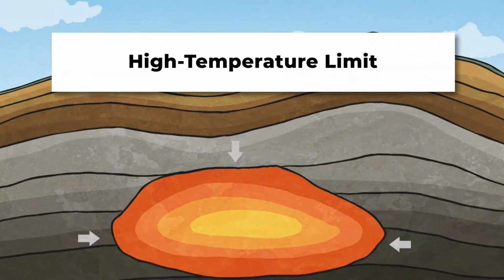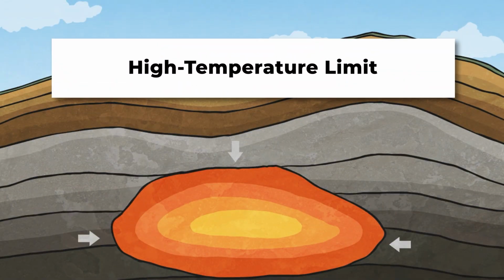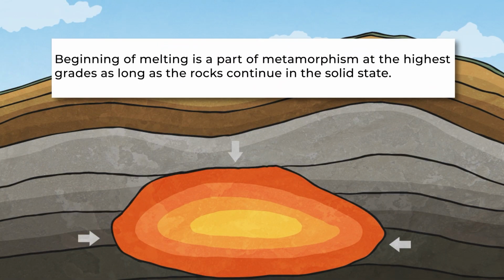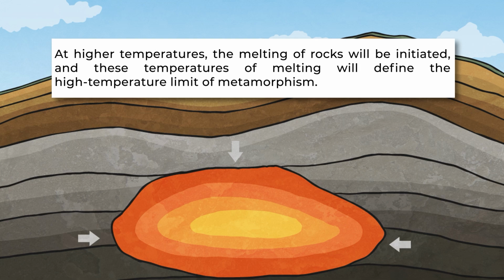Now, what is the higher temperature limit? Once it is more than the metamorphic range, melting takes place. The beginning of melting is a part of metamorphism at the highest grade as long as the rock continues in the solid state. At higher temperature, the melting of the rocks will be initiated, and these melting temperatures will define the high temperature limit of metamorphism.